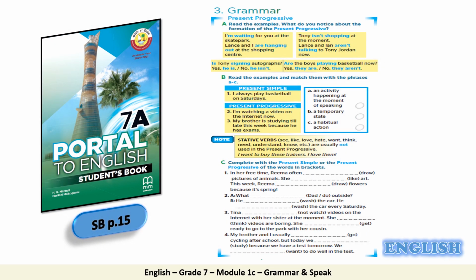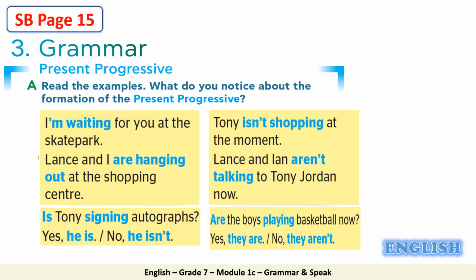And now open your student's book on page 15 and go to part 3, Grammar. In your student's book, page 15, let's read the given instructions for part 3, Grammar, present progressive. So here you have a new tense to study, which is the present progressive tense.